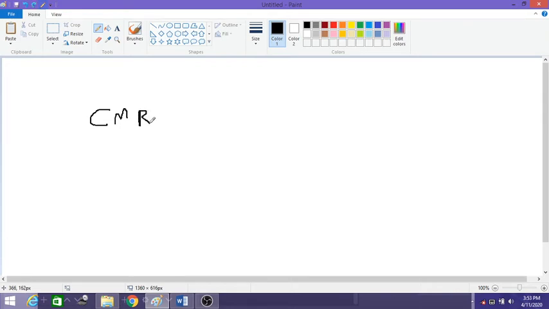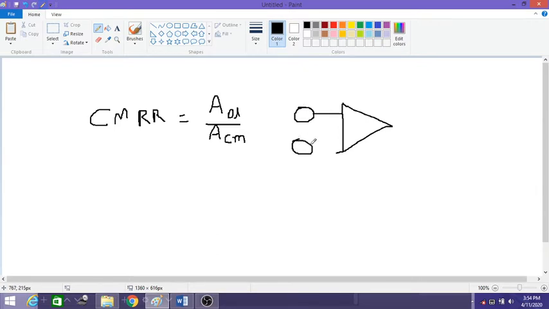CMRR is the ratio of the open loop gain to the common mode gain. Ideally the value of CMRR should be very high, because ideally the common mode gain should be 0. So what is this common mode gain? We already discussed in the previous video that if we apply input of the same phase at both the inputs, then what will happen?